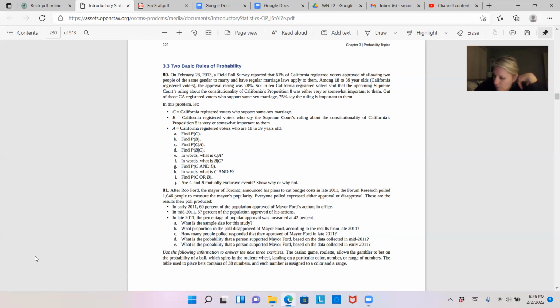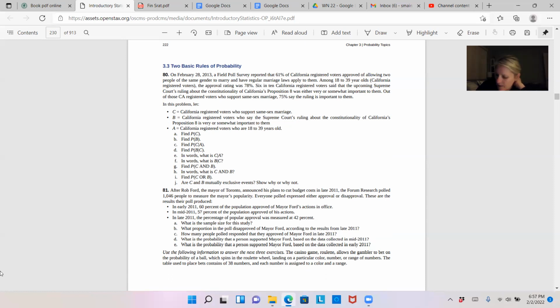Okay, so A says, find the probability of C, which is the probability of California registered voters who support same-sex marriage. And they told us that 61% of California registered voters approve. So that would be 0.61. Find the probability of B, California registered voters who say that Proposition 8 is important to them. And they told us that 6 in 10 California registered voters say it's important to them. So that would be 6 out of 10 or 0.6, 60%.